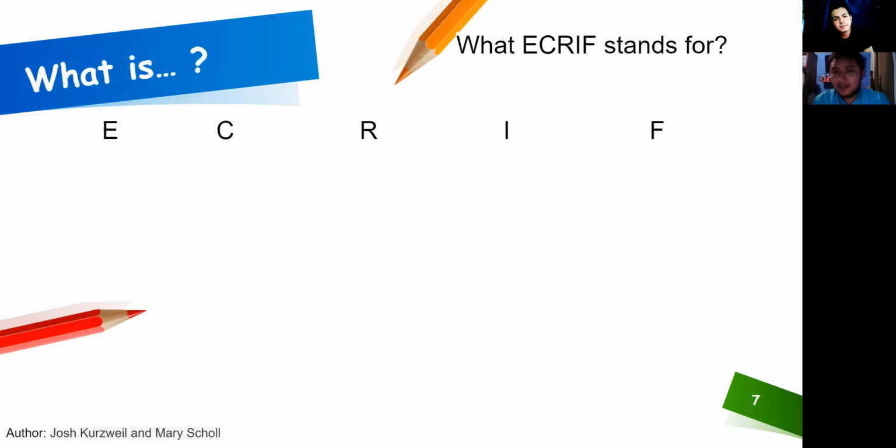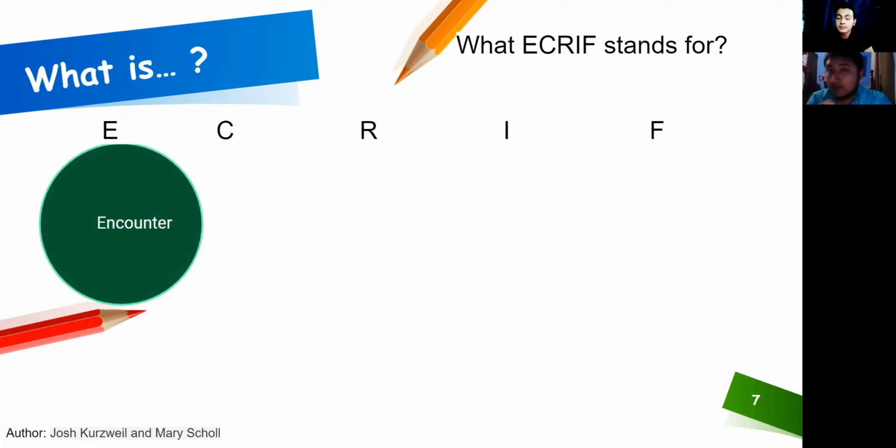So let's see. I have here on the screen what ECRIF is and what ECRIF stands for. Here we have all the letters, the 5 letters that ECRIF integrates. So let's start with the first one, which is the letter E. What do you think, Daniel, is the letter E? I think E stands for execution. Mm-hmm. Well, here we have something kind of similar, which says encounter.